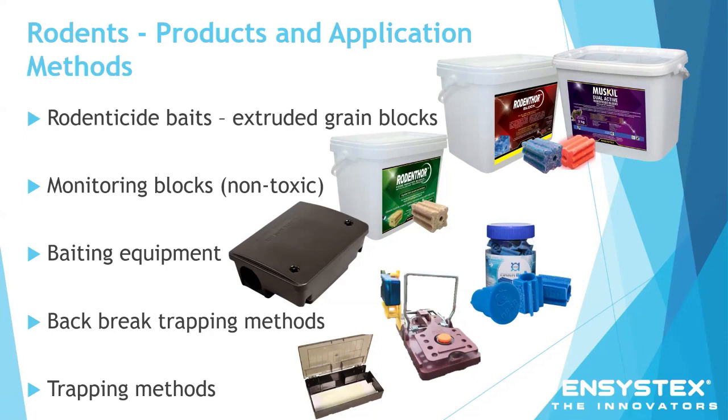At Ensystex SA, we've got our Rodenthal digital that makes your life so much easier. Once that trap goes off, the movement will send a signal to your phone. Immediately, you can notify somebody on site. They go and change it and reset the trap. Guess what? It works again immediately. Tonight, or an hour later, or two hours later, you can catch multiple rodents with one trap.